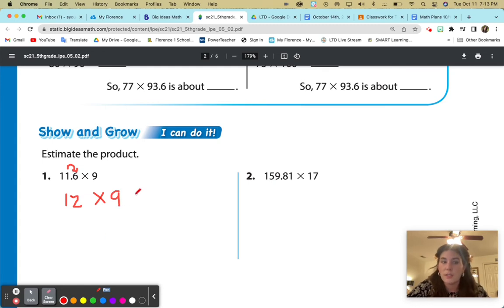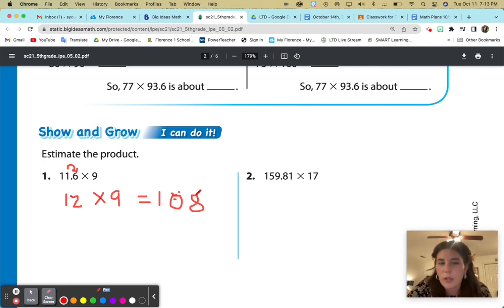What is 12 times 9, friends? If we know our basic facts and we know our 12, we know that this equals 108. Did you catch that? I just said "and" by mistake. Does this need "and"? Do I need to say 108? No, I don't, because there's no decimal. No decimal at all. Okie dokie, friends.